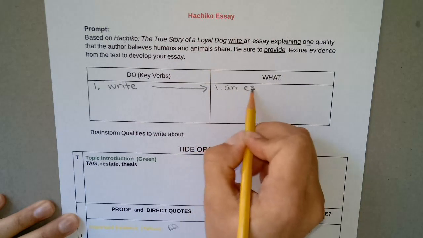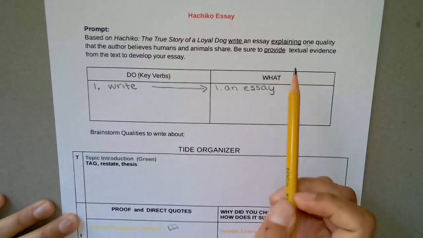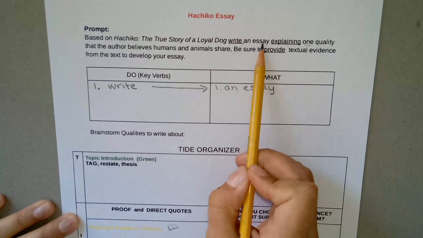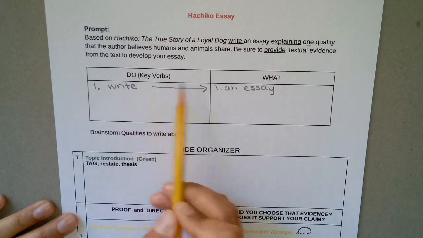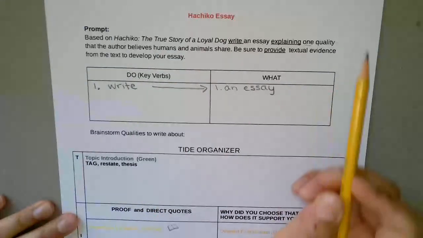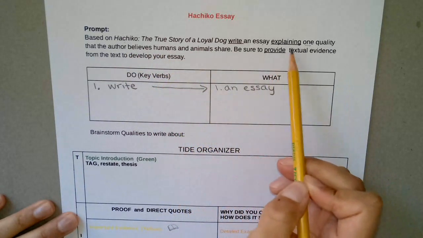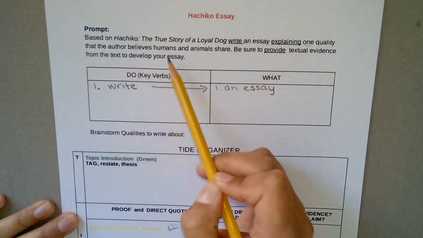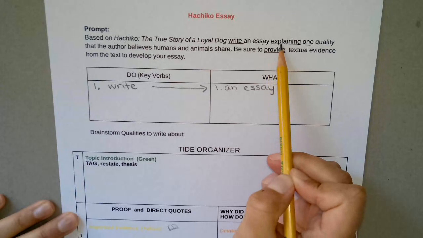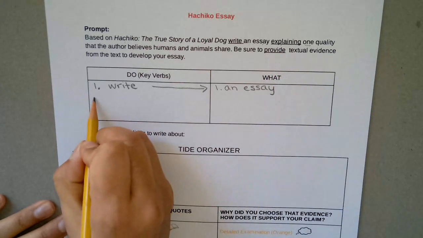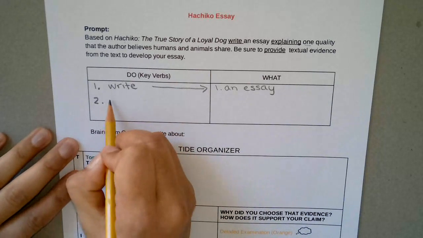I'm not going to write a story. I'm not going to write a poem or a book. I'm going to write an essay. Okay, so now I need to look for any other do words or key verbs in my prompt. Based on Hachiko, the true story of a loyal dog, write an essay explaining one quality that the author believes humans and animals share. Okay, so what do I need to do? I need to explain. Remember, we're writing an explanatory essay, so I need to explain.